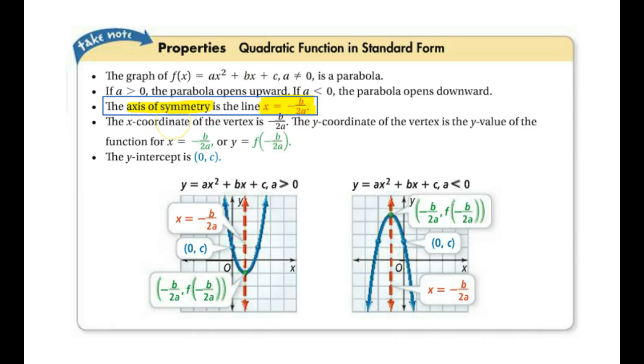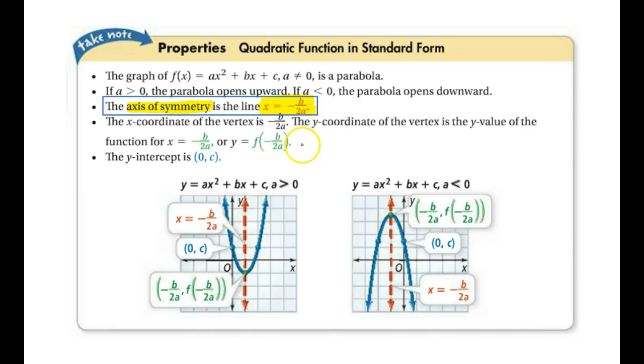And remember, the x-coordinate of the vertex is the axis of symmetry. So we basically just take that value and we have half of the vertex coordinate once we find the axis of symmetry. The way that you figure out the y-coordinate of the vertex is you just take whatever number you get for the axis of symmetry and plug it into the original quadratic equation.